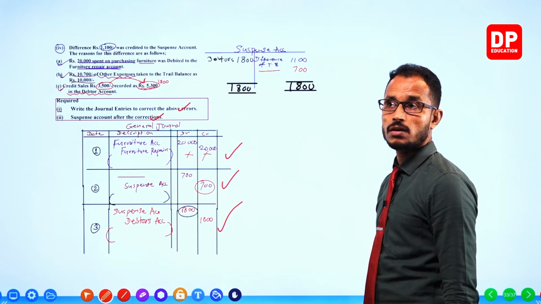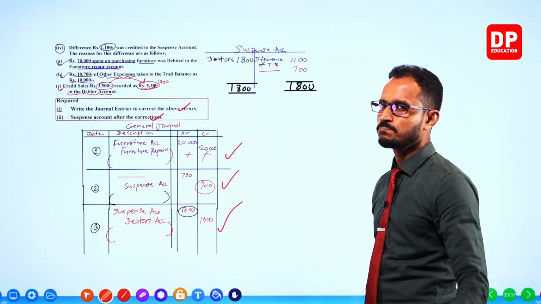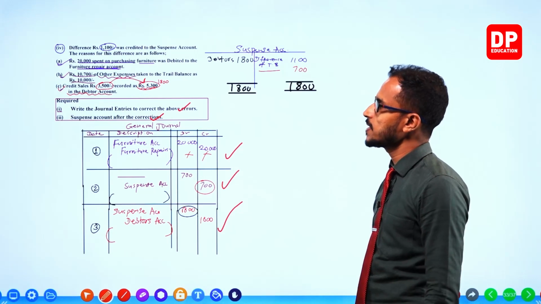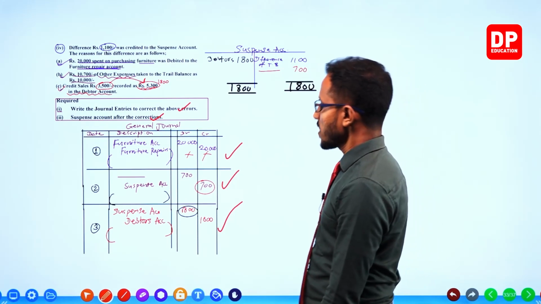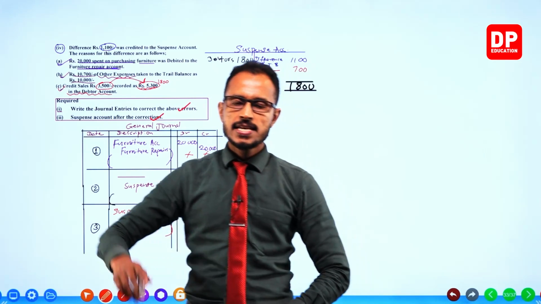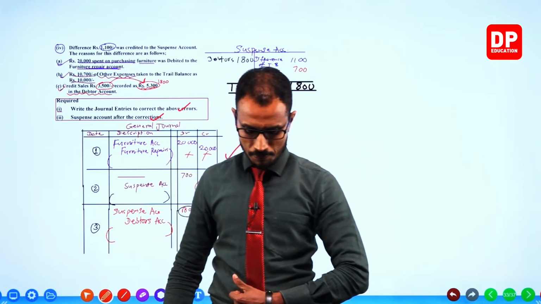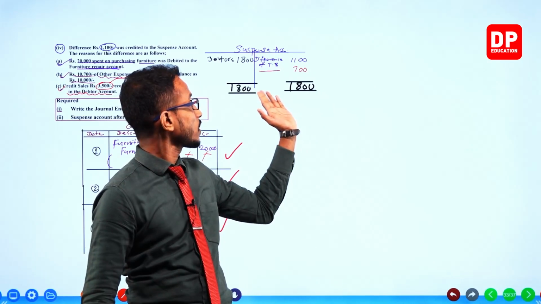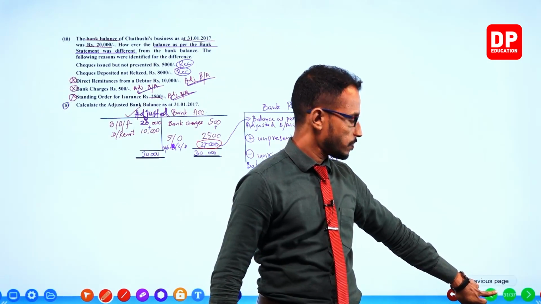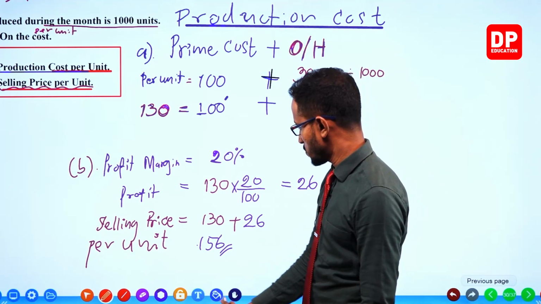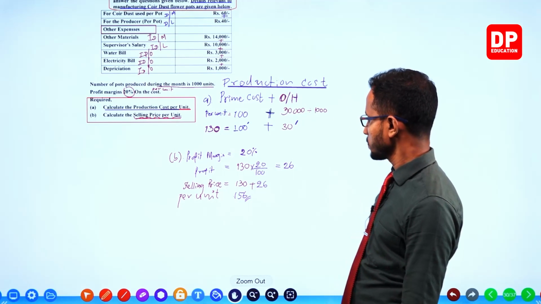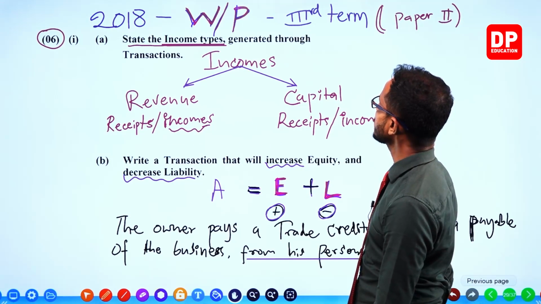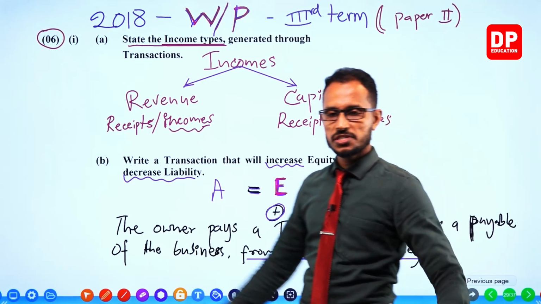Children, this is a four marks question. Not more than 8 minutes. You have to do this and this one in 8 minutes. This is the 2018 Western Province third term paper, sixth question.